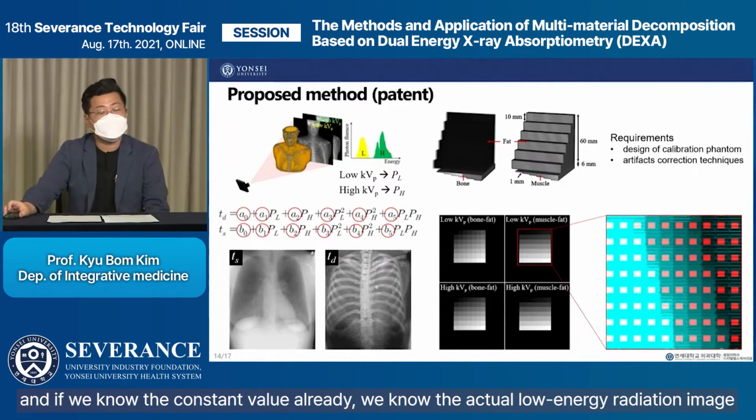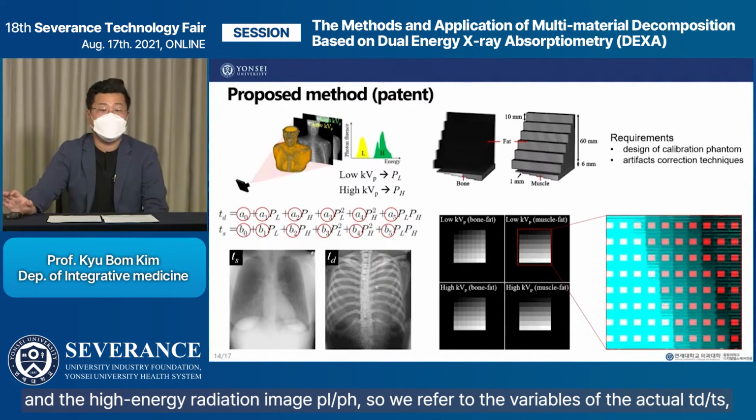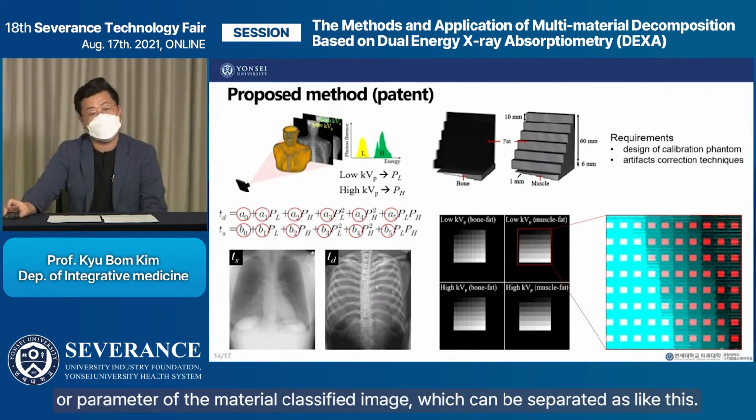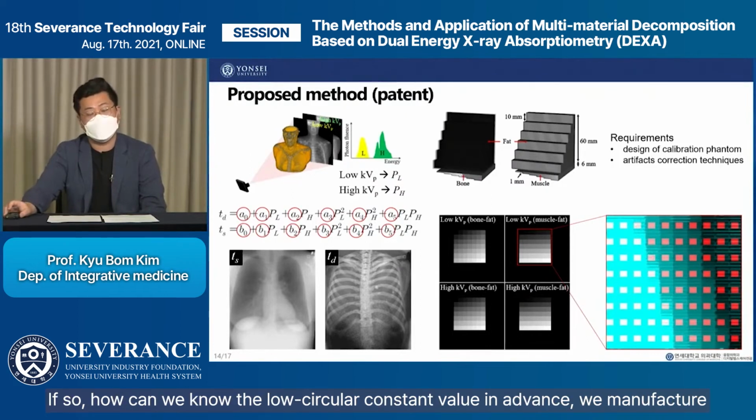And if we know the constant values already, and we know the actual low-energy radiation image and high-energy radiation image, PL and PH, then we can solve for the variables, the actual TD and TS, or parameters of the material classified image, which can be separated like this. If so, how can we know the circled constant values in advance?